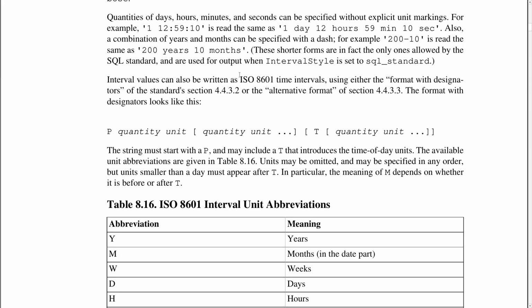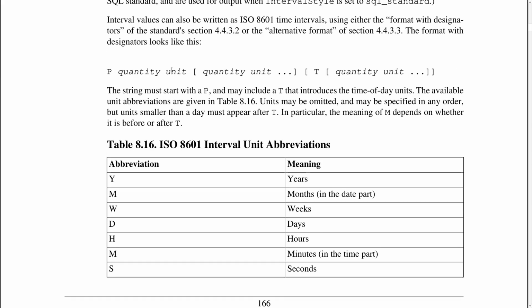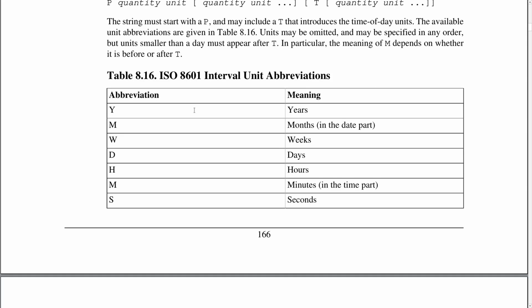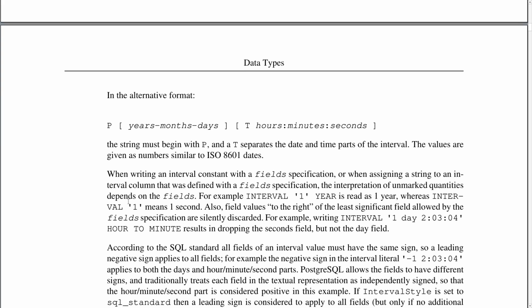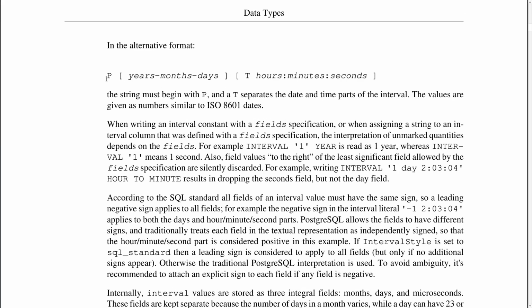Interval values can also be written as ISO 8601 time intervals, using either the format with designators of the standard section 4.4.3.2 or the alternative format of section 4.4.3.3. The format with designators looks like this: P quantity unit, quantity unit, T quantity unit. The abbreviations are given here: Y for years, M for months, W for weeks, D for days, H for hours, M for minutes, and S for seconds. In the alternative format, it could be P years-months-days T hours:minutes:seconds.